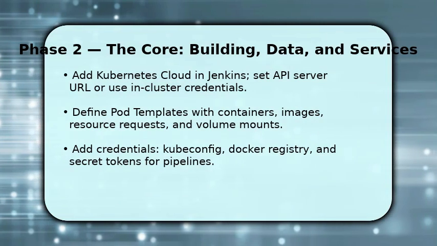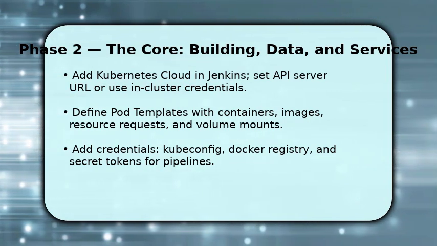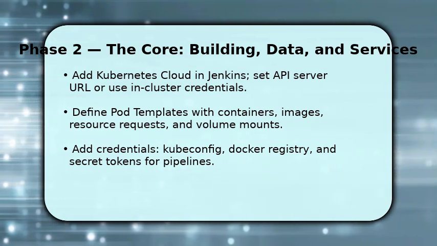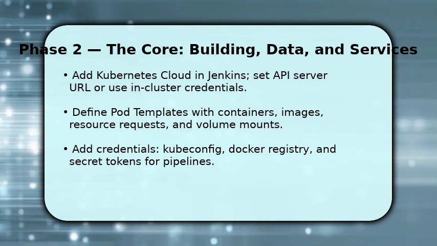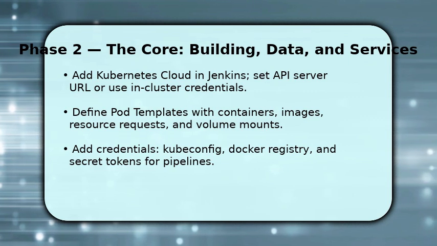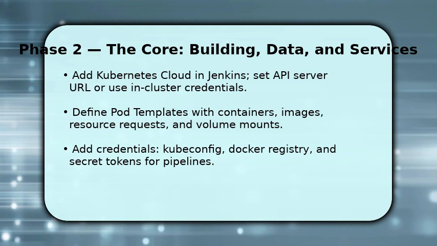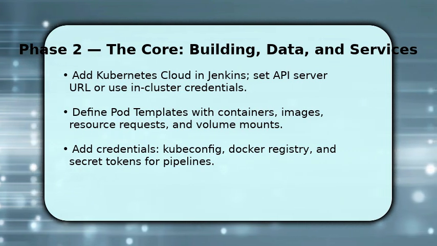Next, you configure Jenkins to use Kubernetes as a cloud. In Jenkins, add a new Kubernetes cloud entry, point it to the API server, or select in-cluster credentials if running inside Kubernetes. Then define pod templates, pick container images, set resource requests and limits, and mount volumes like Workspace or Docker socket only if necessary.